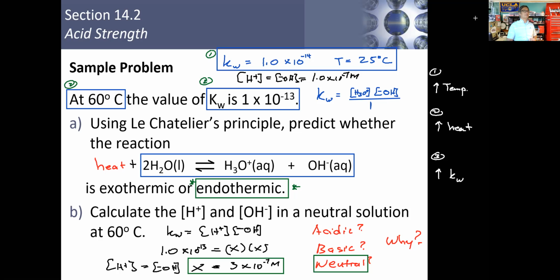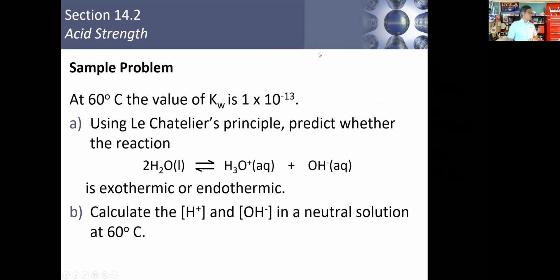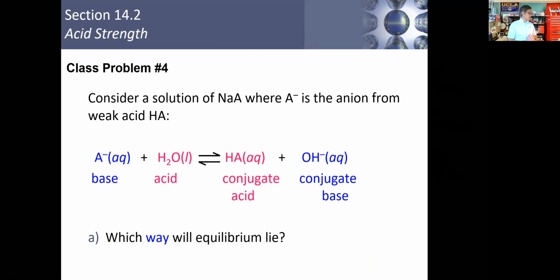Okay, all right. Let's go ahead then. Let's do another conceptual problem here involving acid-base solutions. Take a look at number 4 in your problem set, and what I would like you to do is answer the question.